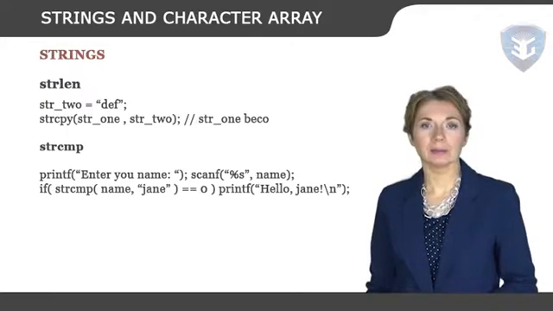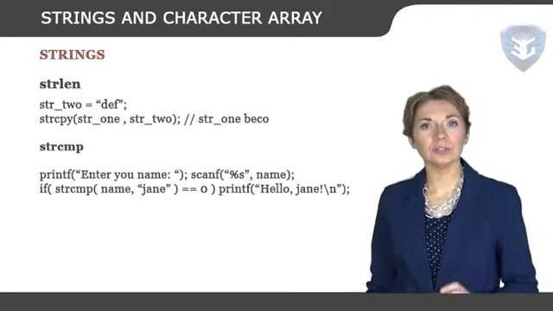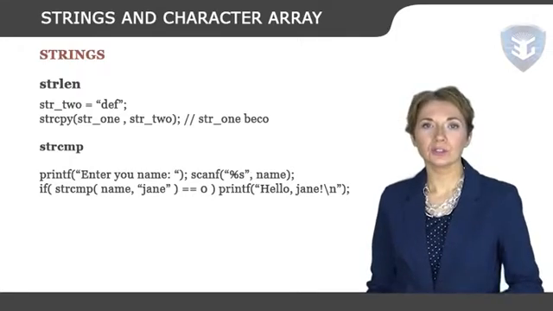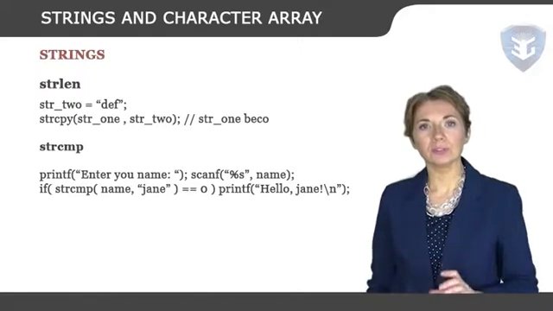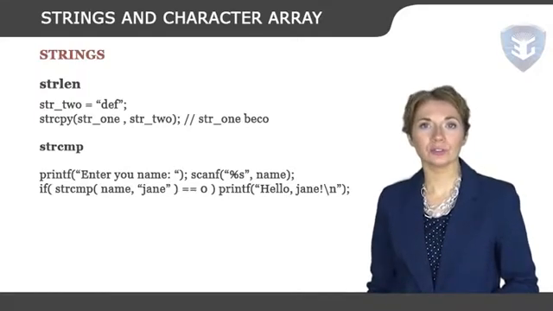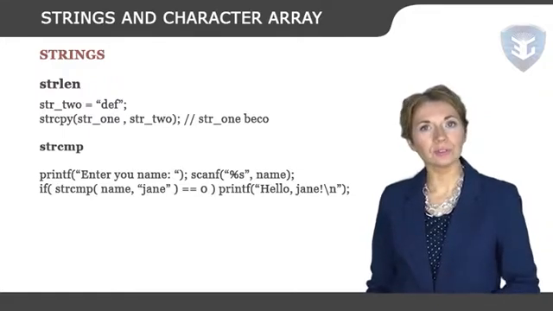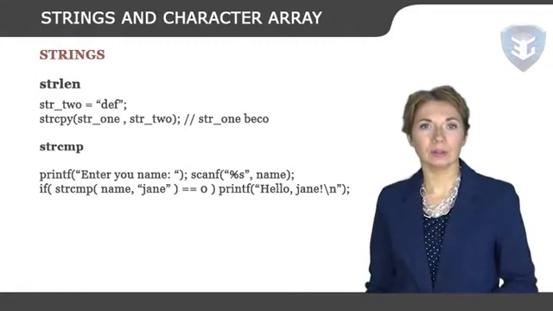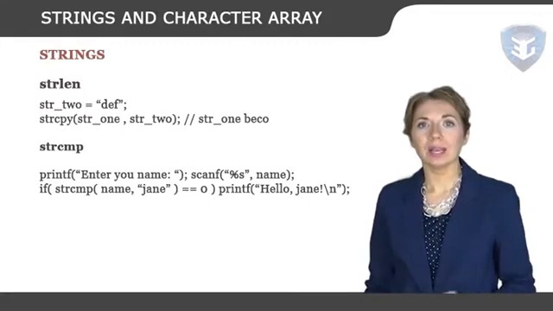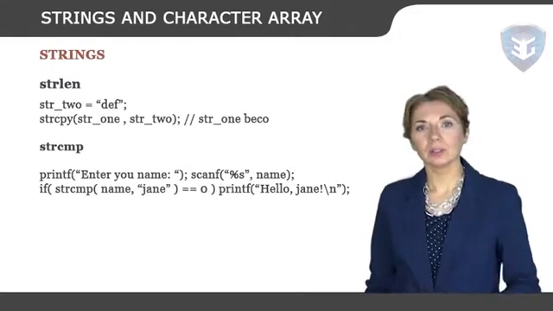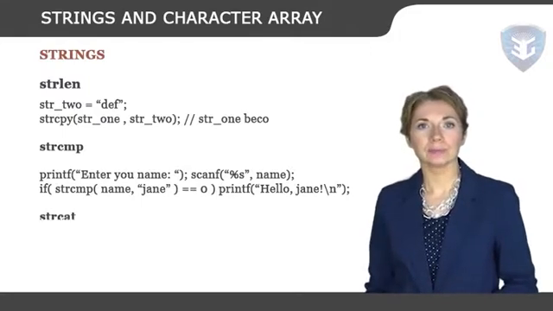strcmp. This library function is used to compare two strings and can be used like this: strcmp(string1, string2). If the first string is greater than the second string, a number greater than null is returned. If the first string is less than the second string, a number less than null is returned. If the first and the second string are equal, a null is returned. Look at the example as shown.